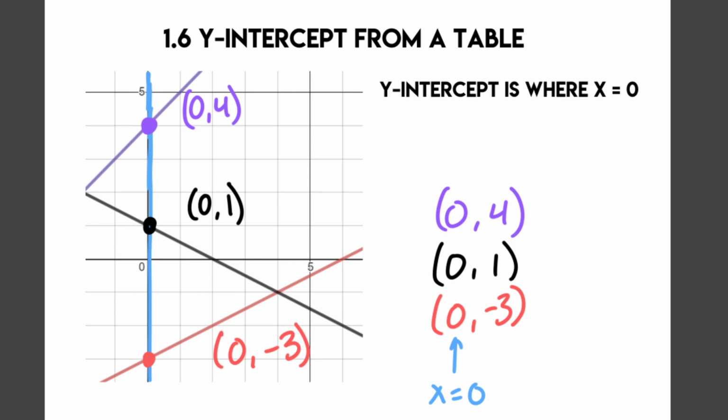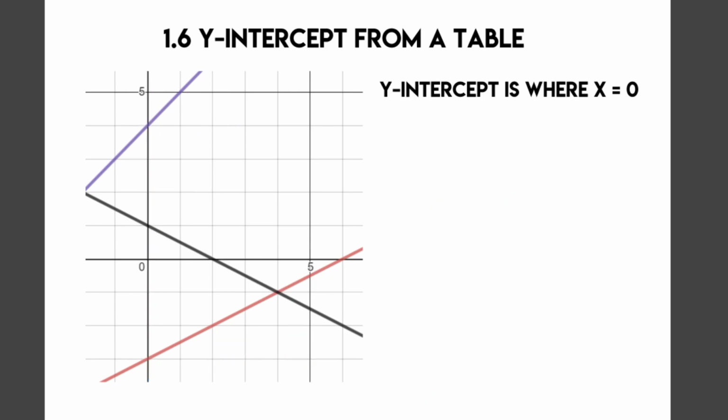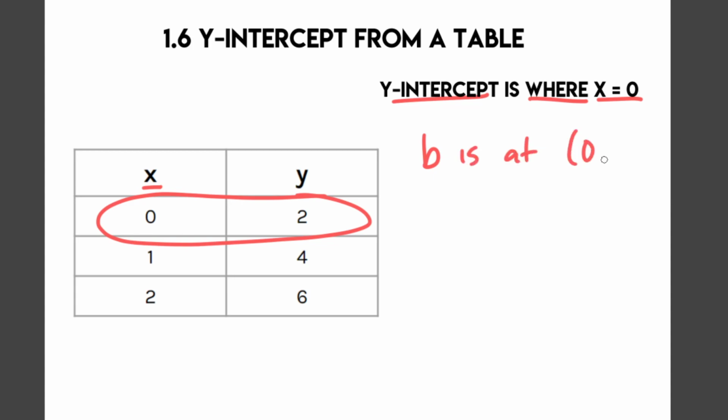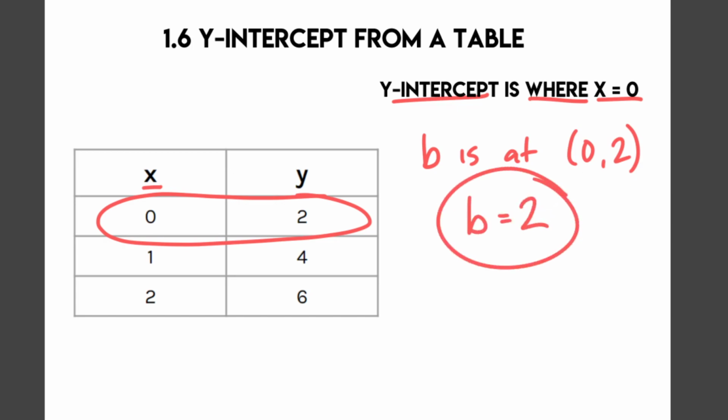So let's take a look at our first example. Here's our first table. Remember, we are looking for where x is equal to 0. That's where we're going to find our y-intercept. So I've got a nice little easy table here. The x value is growing by 1 each time, and the y value is growing by 2 each time. I'm going to look where my x value is equal to 0, which is right here. So my y-intercept is right here, and it's as easy as that. The y-intercept is at (0, 2), or b is equal to 2. Ta-da! There's our y-intercept.